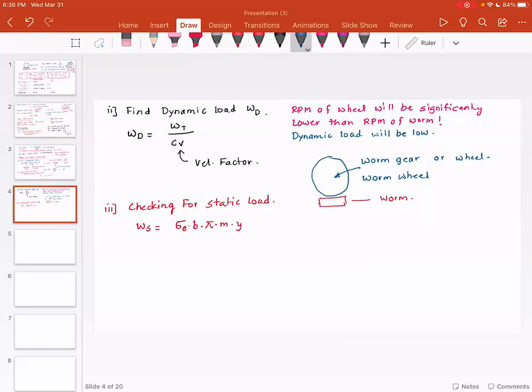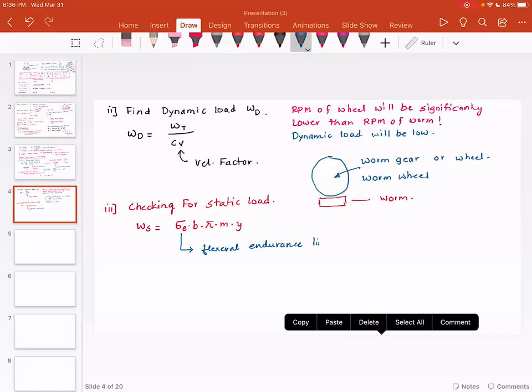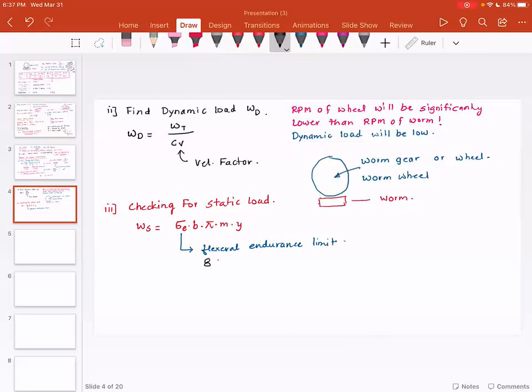Sigma E is the flexural endurance limit. And for the flexural endurance limit, you can take 84 Newton per millimeter square all the way to 168 Newton per millimeter square, depending upon what material you choose.